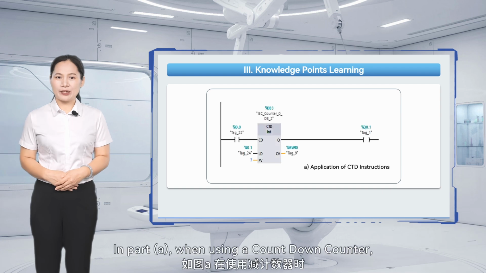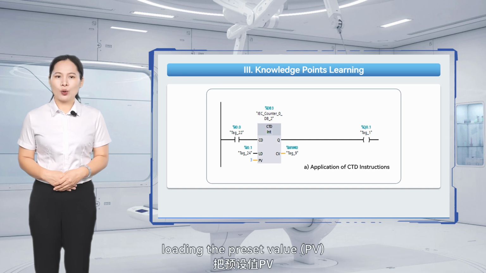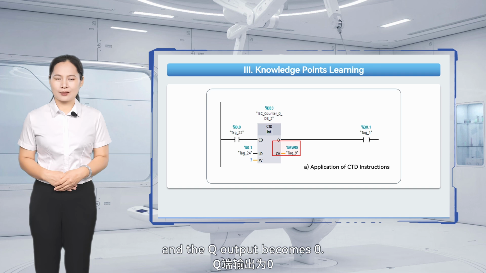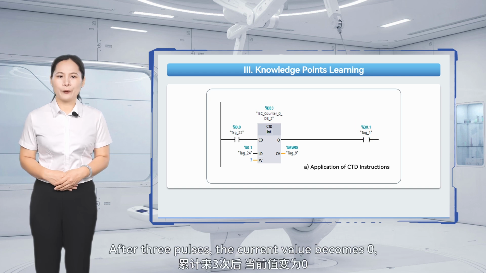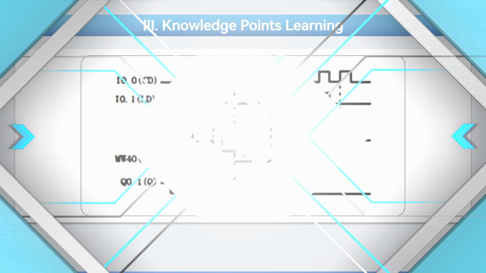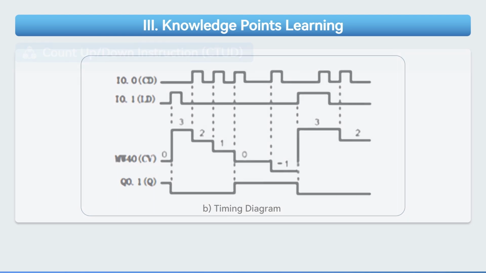In Part A, when using a countdown counter, I0.1 is pressed, the load input, LD, is activated, loading the preset value, PV, into the current value, CV, changing CV to 3, and the Q output becomes 0. When I0.0 is pressed, the CD input registers a pulse, decrementing the counter. After 3 pulses, the current value becomes 0, and the Q output, Q0.0, activates to 1. Part B illustrates the timing diagram of the states.